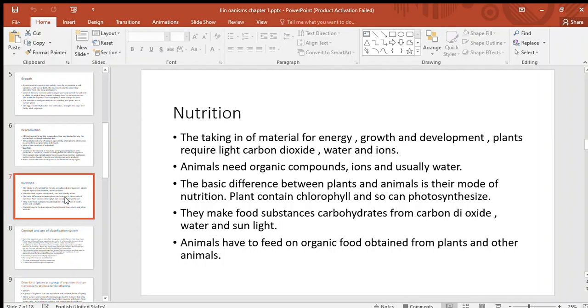Plants contain chlorophyll and so can photosynthesize. They make their own food. They make food substances, carbohydrates, from carbon dioxide, water and sunlight. Animals have to feed on organic food obtained from plants and other animals. So they are dependent on plants and animals for their food. Okay.